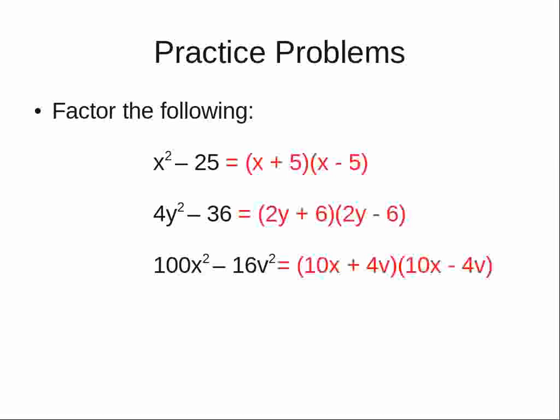All right, here we go. Solutions. The first one, product of binomials x plus 5 and x minus 5. Second one, product of binomials 2y plus 6 and 2y minus 6. The last one, 10x plus 4v and 10x minus 4v. Those are the two binomials that we multiply together to get the factored form.